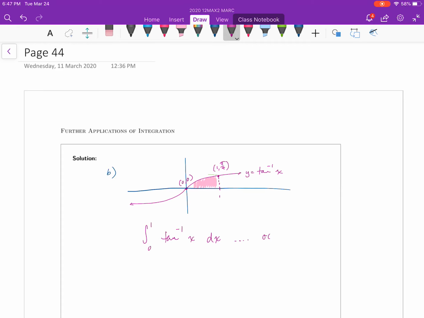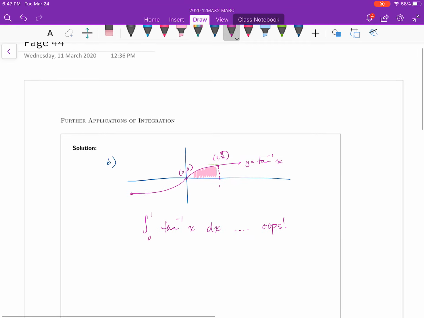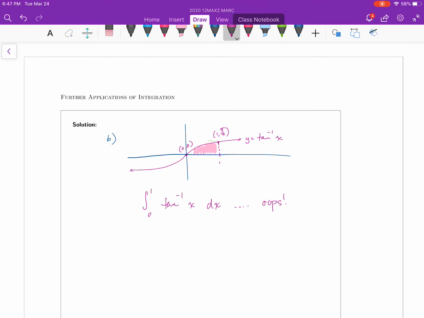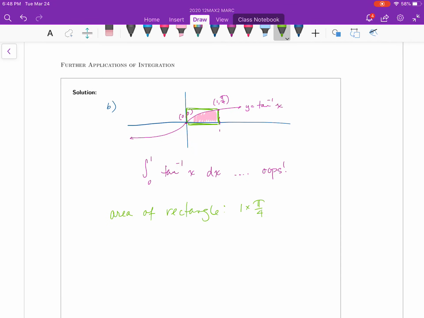And I'm stuck. I can't integrate that. So therefore, I need to think of a more creative way to be able to determine the area. So this is where I'm going to use a rectangle, which I'm going to highlight on my sketch in green. So I'm going to find the area of the rectangle, which is 1 by pi on 4. So that area is obviously pi on 4.